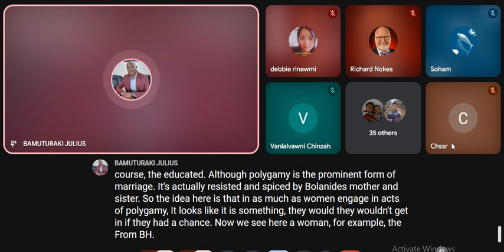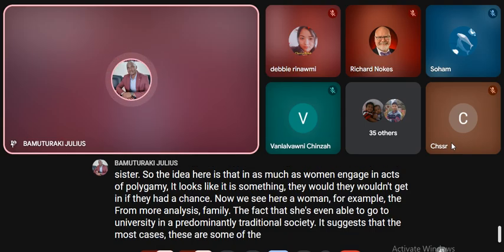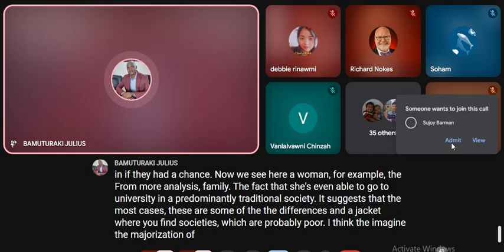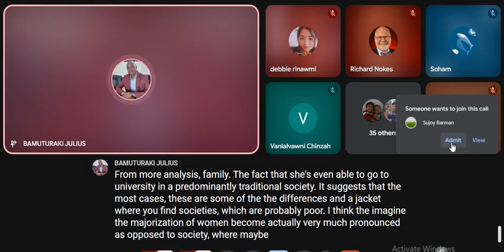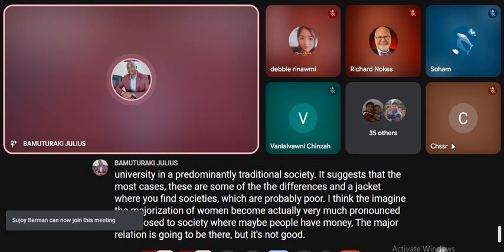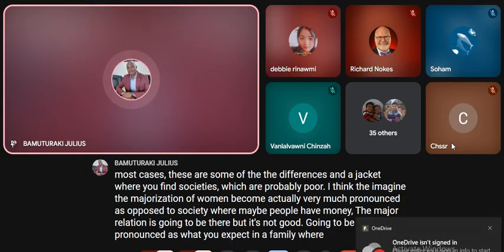from Bolanli's family, the fact that she's even able to go to university in a predominantly traditional society, it suggests that in most cases, these are some of the differences under patriarchy, where you find societies which are probably poor. I think the marginalization of women becomes very much pronounced, as opposed to societies where maybe people have money. The marginalization is going to be there, but it's not going to be as pronounced as what we would expect in a family where there is no man at all.